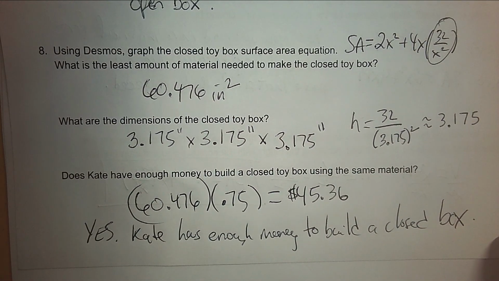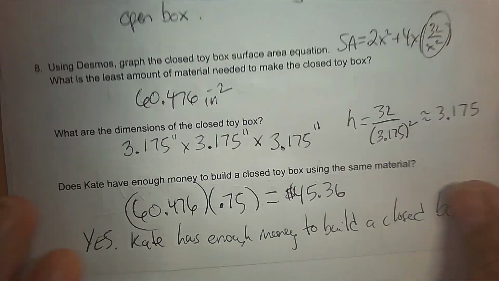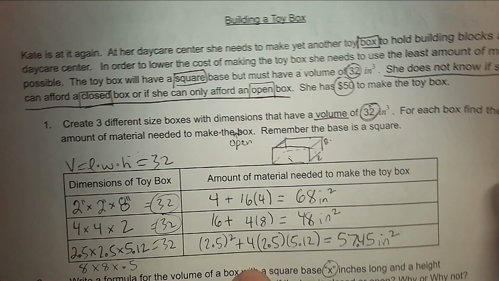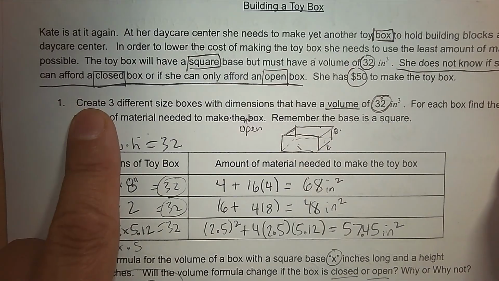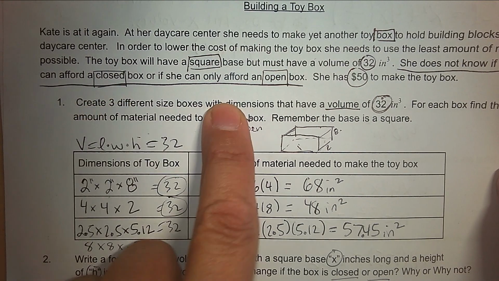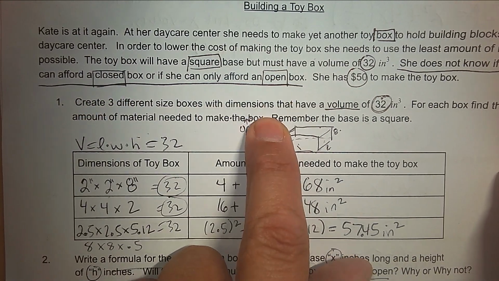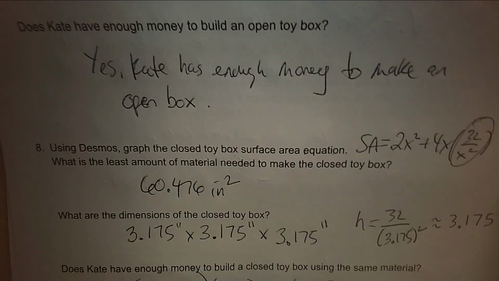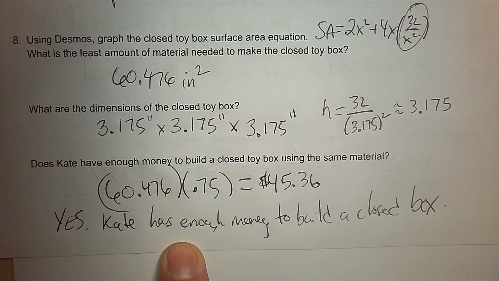Hey, you just finished the project. The question was, remember the big question? She does not know if she can afford a closed box or only afford an open box. Did we answer it? And she has enough money for both. Did we use her gut or some math? Mr. G, math. Over and out.